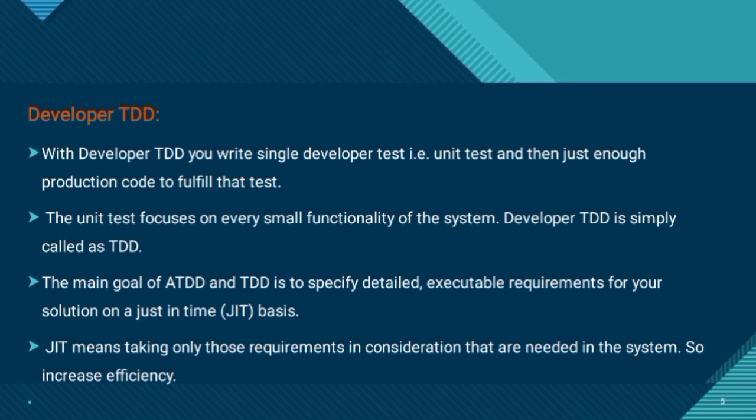With developer TDD, you write a single developer test, sometimes inaccurately referred to as a unit test, and then just enough production code to fulfill the test. The goal of developer TDD is to specify a detailed executable design for your solution on a JIT basis. Developer TDD is often simply called TDD.